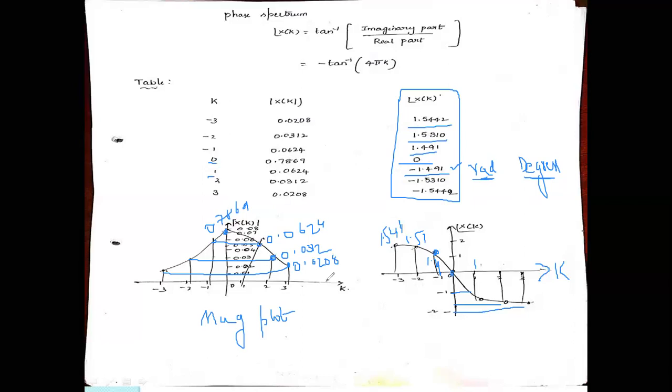Understood, my dear students? Like that, you can plot the magnitude plot and the phase plot by finding out the exponential Fourier series coefficient X of k, the angle minus tan inverse 4 pi k, and the magnitude of X of k. By substituting some values, you can take 0, 1, 2, minus 1 and minus 2. Don't find the minus 3 and plus 3 also.